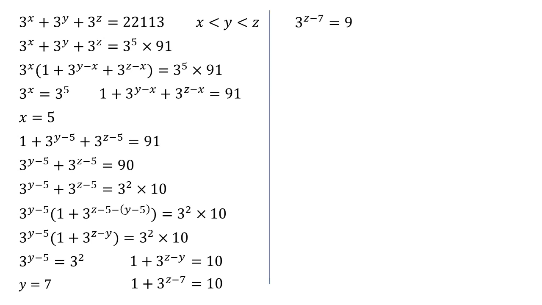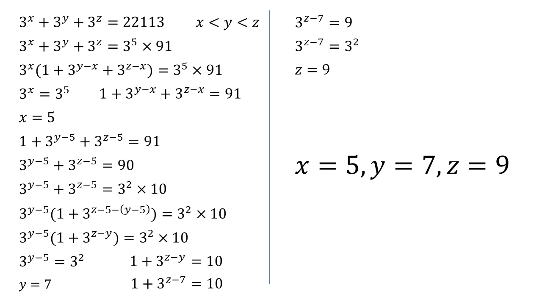Subtracting 1 from both sides, we get 3 to the z minus 7 is equal to 9. 9 is equal to 3 squared, so if z minus 7 is equal to 2, then z must equal 9. And there we go, we've got our solutions: x is equal to 5, y is equal to 7, and z is equal to 9.